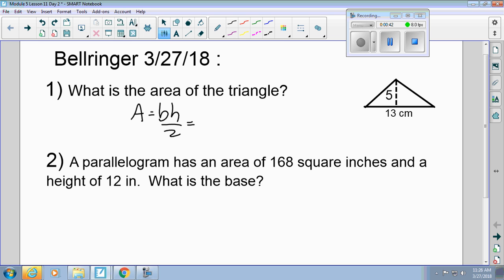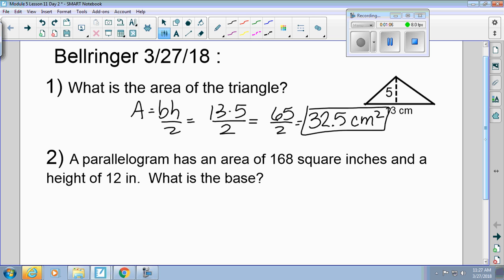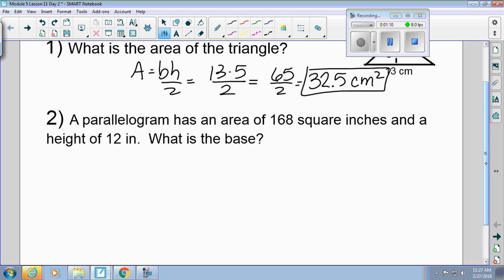We're going to plug in what for our base, everybody? 13. And our height is 5. And then we divide that by 2. 13 times 5 is 65 divided by 2. So we're going to get 32.5. Now, for area, what unit would we have? Yep, centimeters squared. All right, so that is the answer to that. Who here had 32.5 centimeters squared? Nice job. All right, the next one is a little bit tricky.